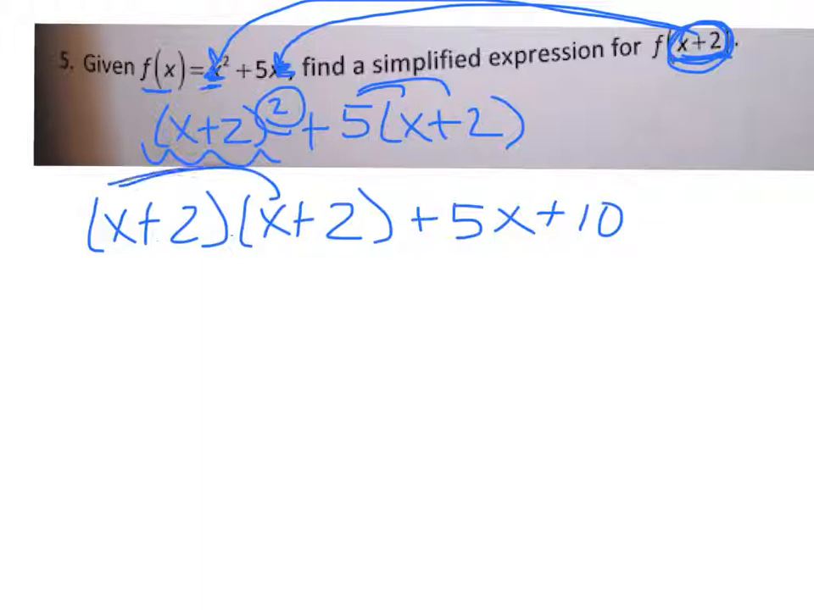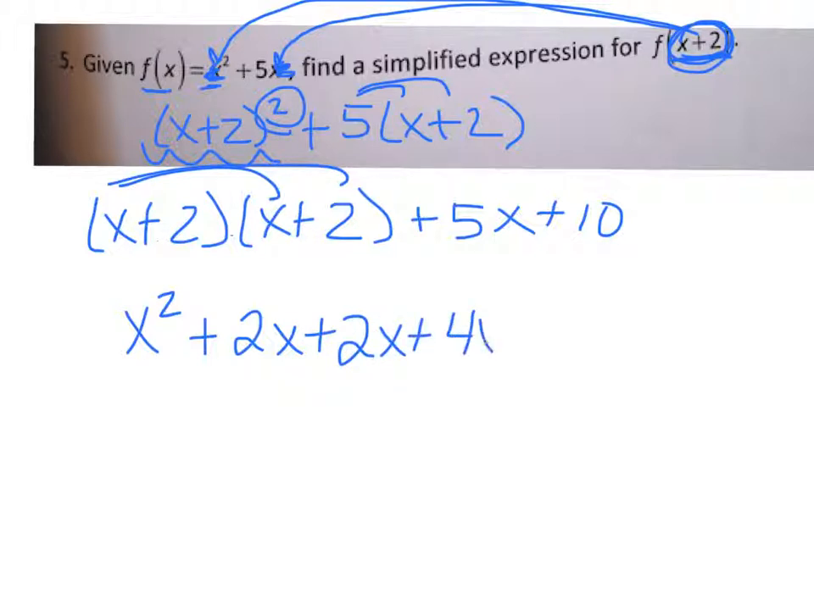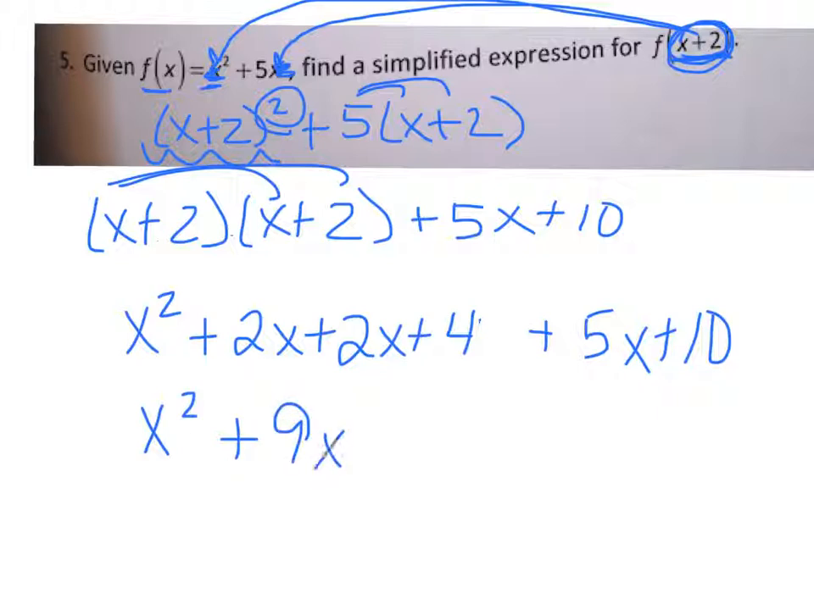Okay, and then you're going to FOIL this out. Whoops, not a 4x, just a 4. So I've got x squared plus 9x plus 14 for your final answer.